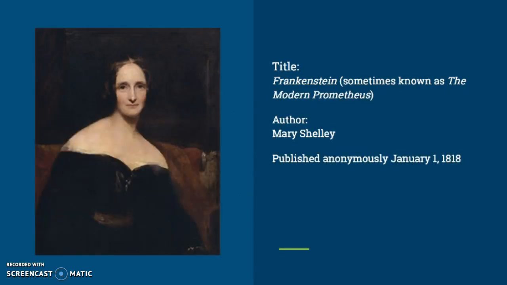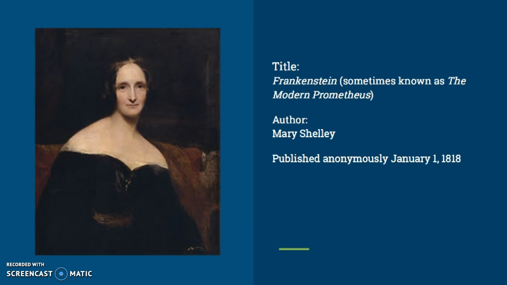The novel we're reading is Frankenstein, sometimes known as the modern Prometheus, and we'll get into why it's called that a little later. It was written by Mary Shelley, and as a lot of you might already know, the story came about in a very interesting way. Shelley was spending the summer with her family at the poet Lord Byron's house. The group staying at his house got bored, and Lord Byron challenged everyone to come up with a ghost story, and Frankenstein is the byproduct of that challenge.